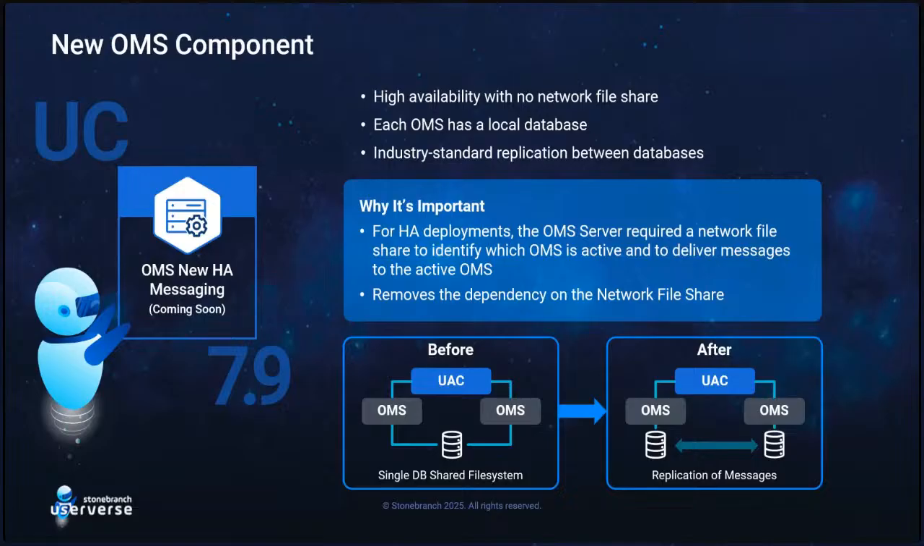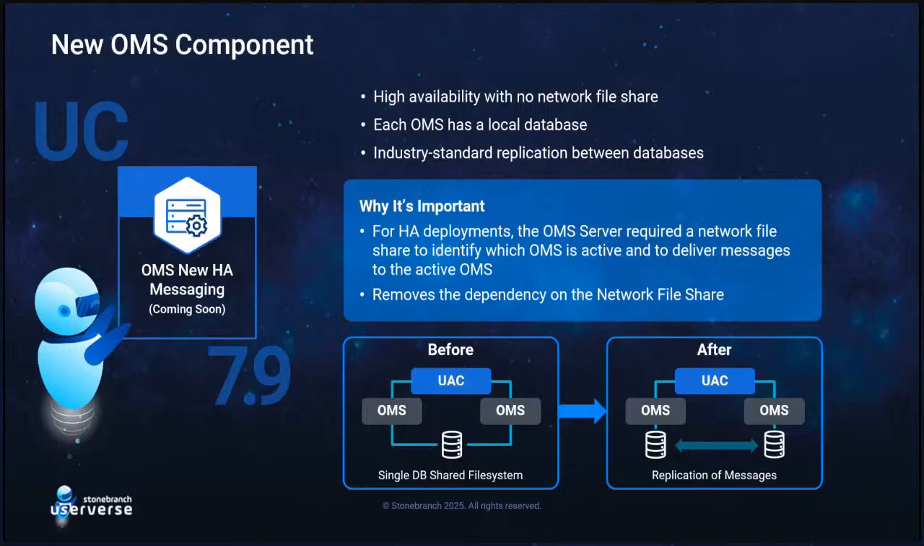Some important information: by default, the replication feature in the OMS server will be turned off, so it will still use the shared message database. So don't be caught out by that. You do need to explicitly turn on the feature to take advantage of it. So no more dependency on the network file share, and that was a request that we heard quite a lot.